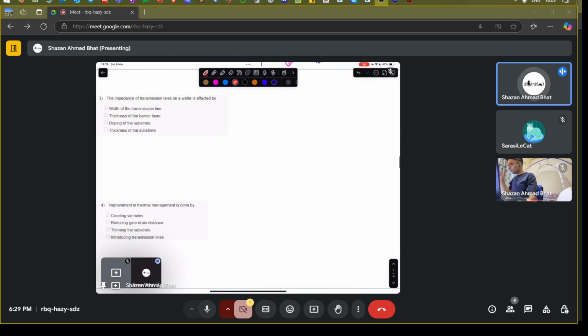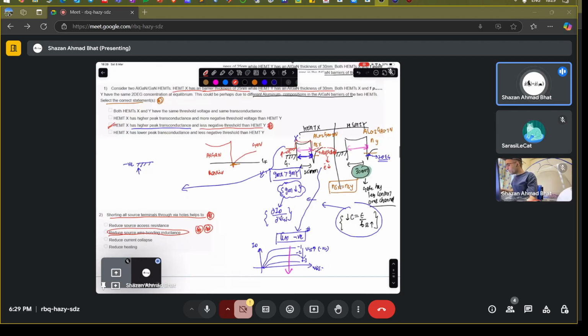Okay, so now moving on to the next question. The impedance of a transmission line on a wafer is affected by... So which transmission line are we talking about?